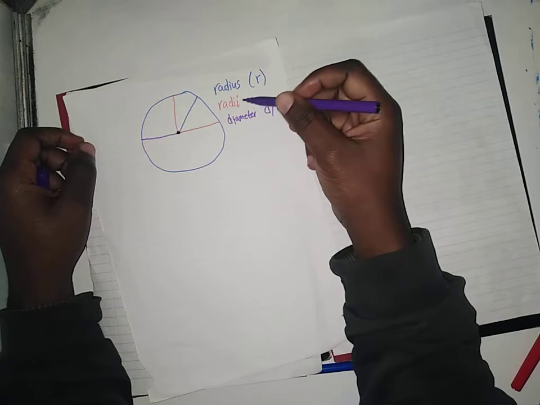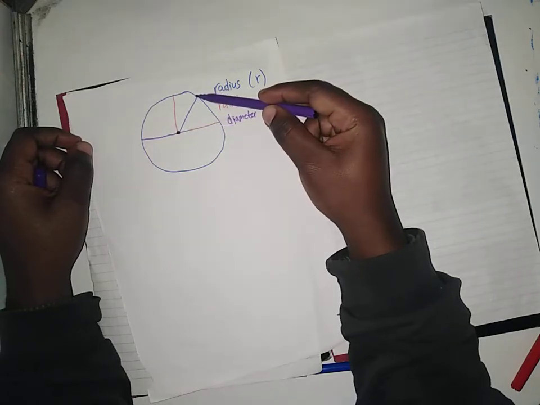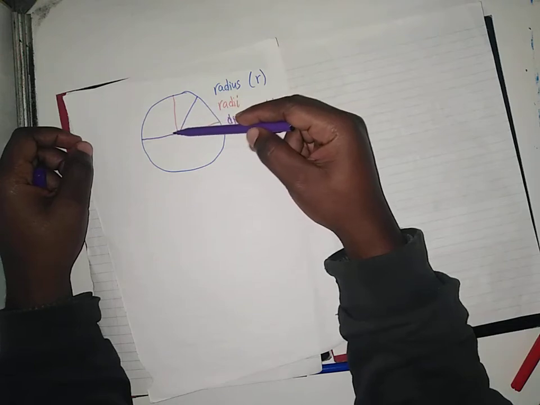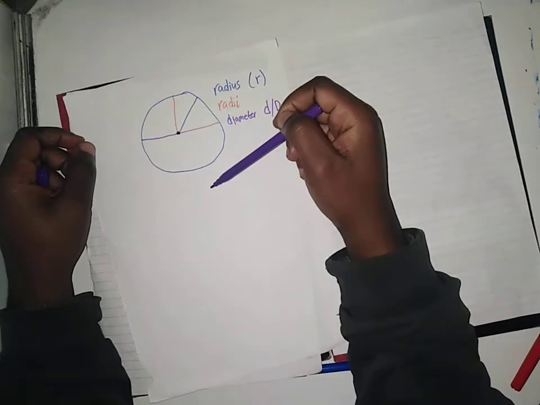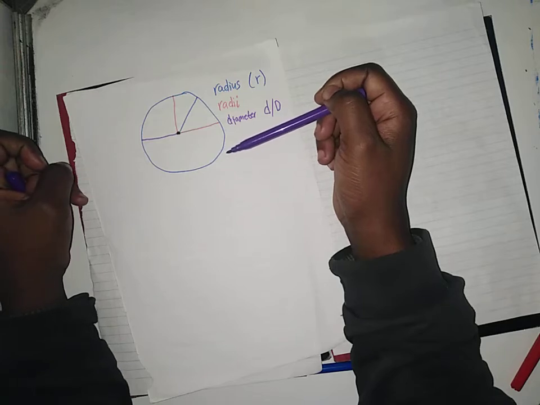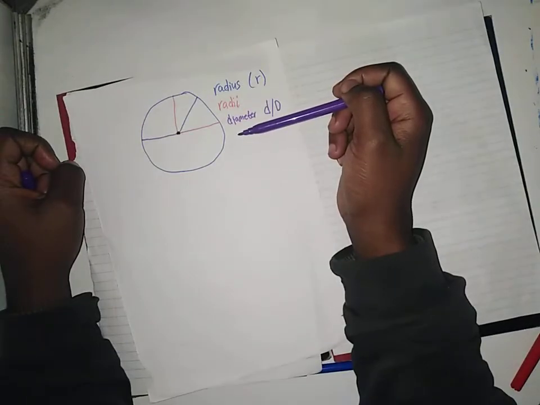Okay, so what does that mean? That means the distance from here to here is equal to the distance from here to here, is also equal to the distance from here to here, and also equal to the distance from here to here. All radii are equal. Now that is very important. So what have we introduced? We've introduced a circle, a diameter, a radius and radii.